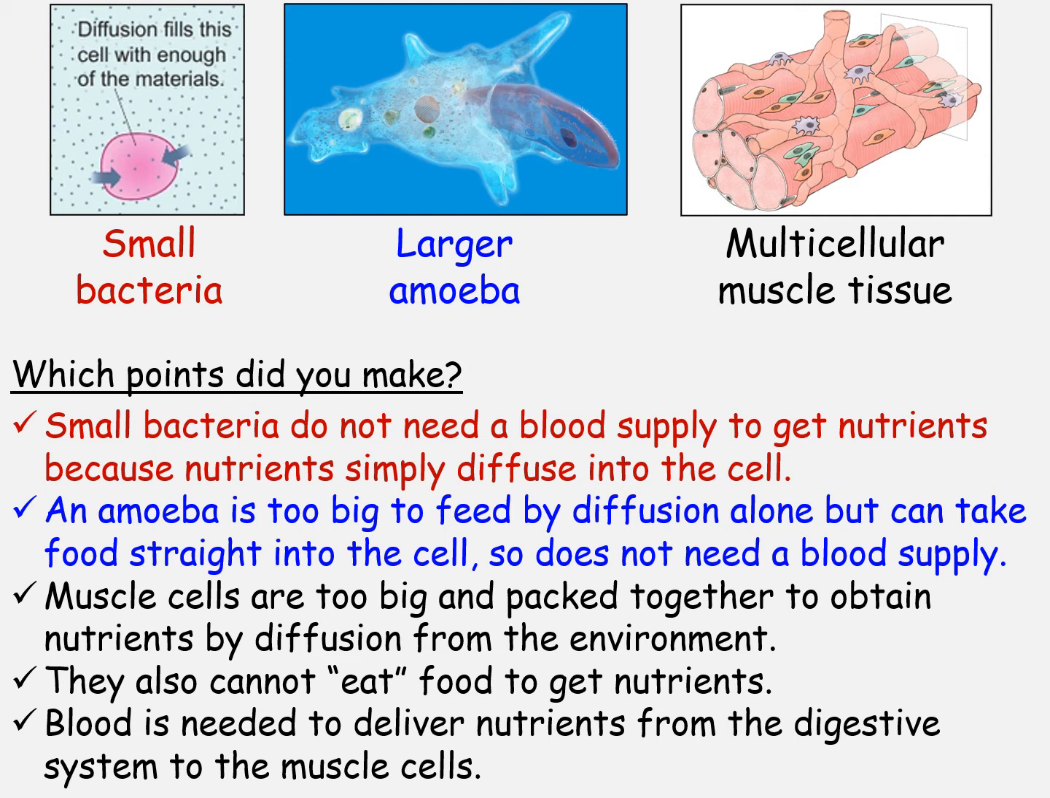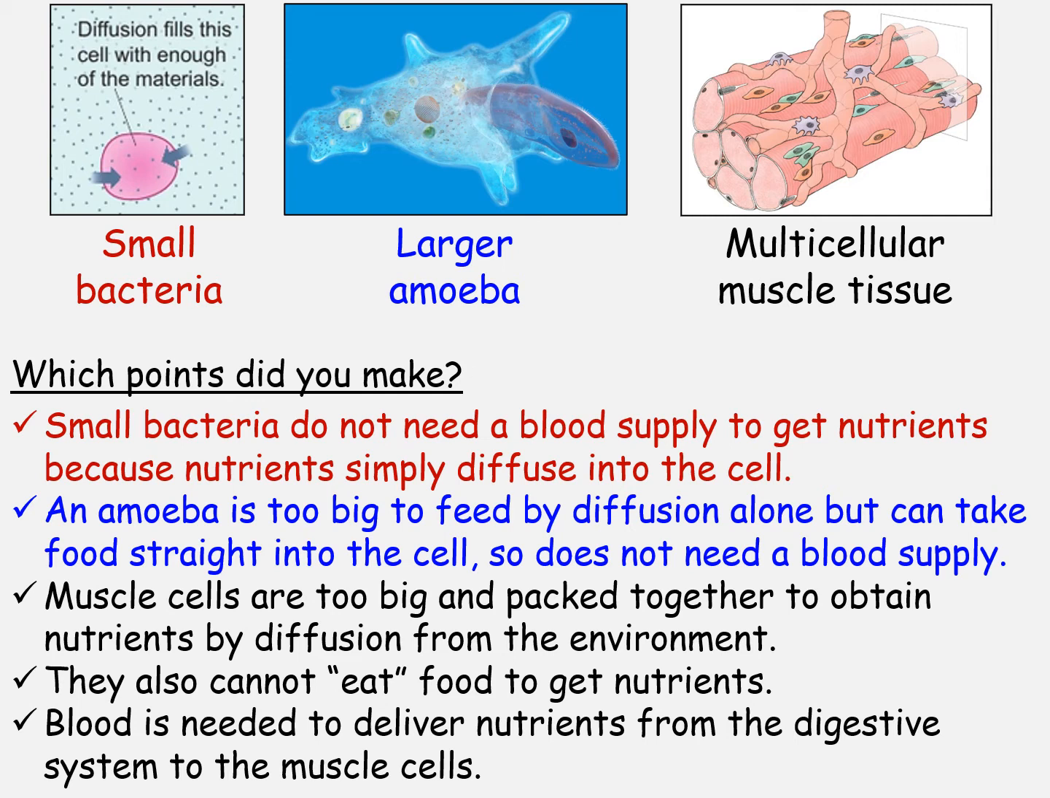And then the last few points talking about this multicellular muscle tissue. The muscle cells are too big and packed together to obtain nutrients by diffusion from the environment. They also can't eat food to get nutrients, and therefore their strategy is to use a transport system. Blood is needed to deliver nutrients from the digestive system to the muscle cells.